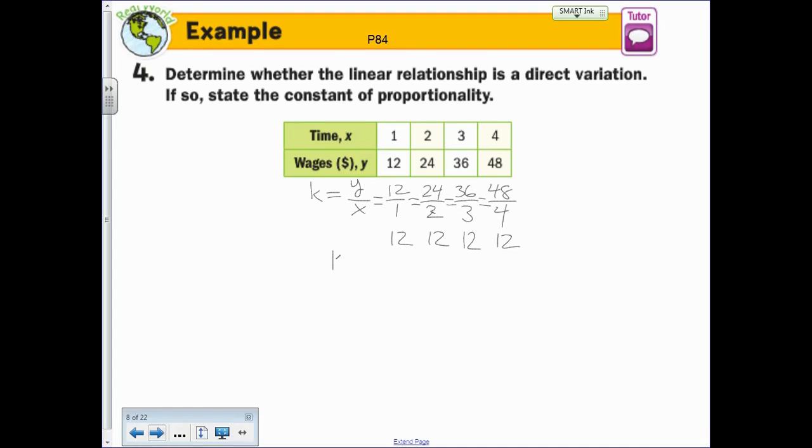So we can say that k is equal to 12, and it happens to be $12 per, well, it says per time, so we're going to assume per hour. So dollars per hour. So yes, there is a k, so this situation is proportional. This situation is a direct variation. So we would say, yes, k equals 12.